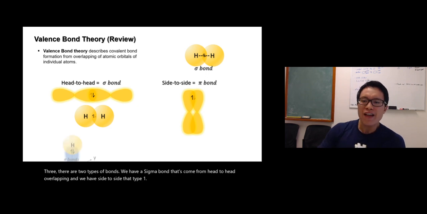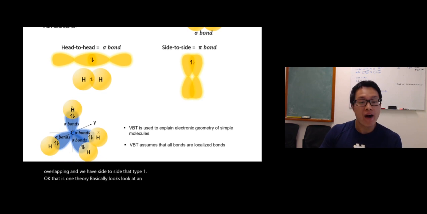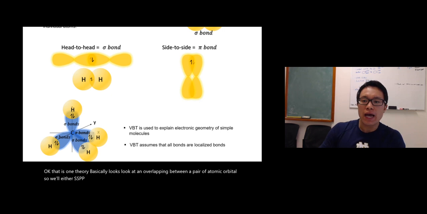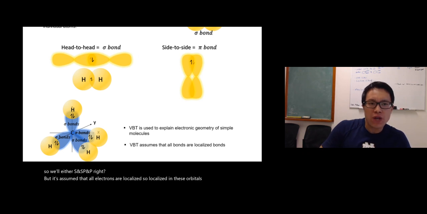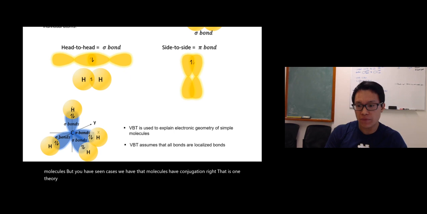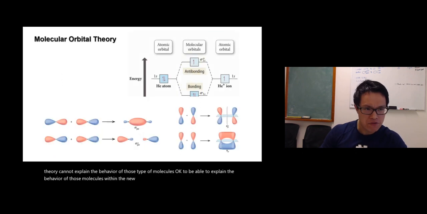Valence bond theory basically looks at an overlapping between a pair of atomic orbitals, so either s and s, p and p, right? But it's assumed that all electrons are localized in these orbitals. True for some molecules, but you have seen cases where molecules have conjugation. Valence bond theory cannot explain the behavior of those types of molecules. To be able to explain the behavior of those molecules, we need a new theory, and you probably have heard before, this we call molecular orbital theory or MO theory.